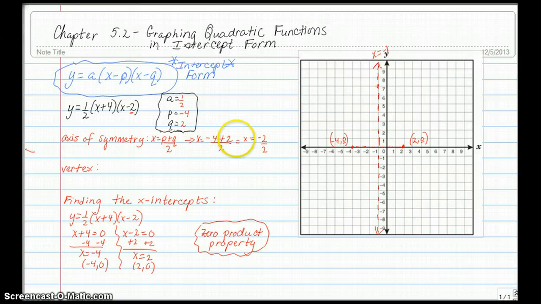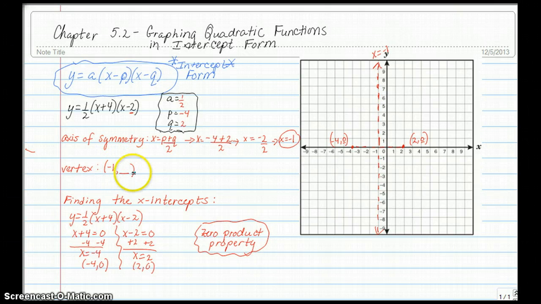Fix this up just a little bit. And negative 2 divided by negative 2 would be x equals negative 1, which you can see right there, x equals negative 1. Now we go to the vertex, and the vertex is going to have the same x coordinate, so it'll be negative 1. Same x coordinate as the axis of symmetry.